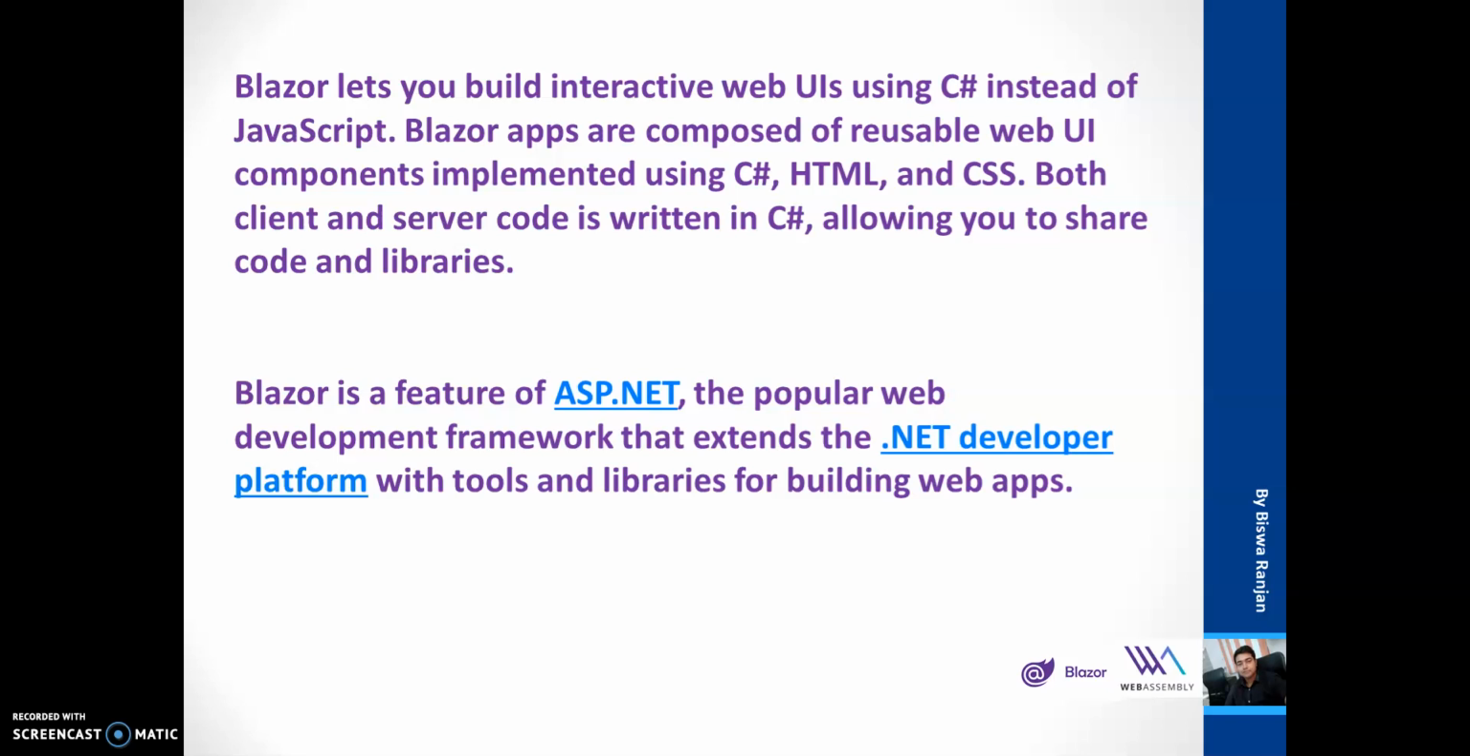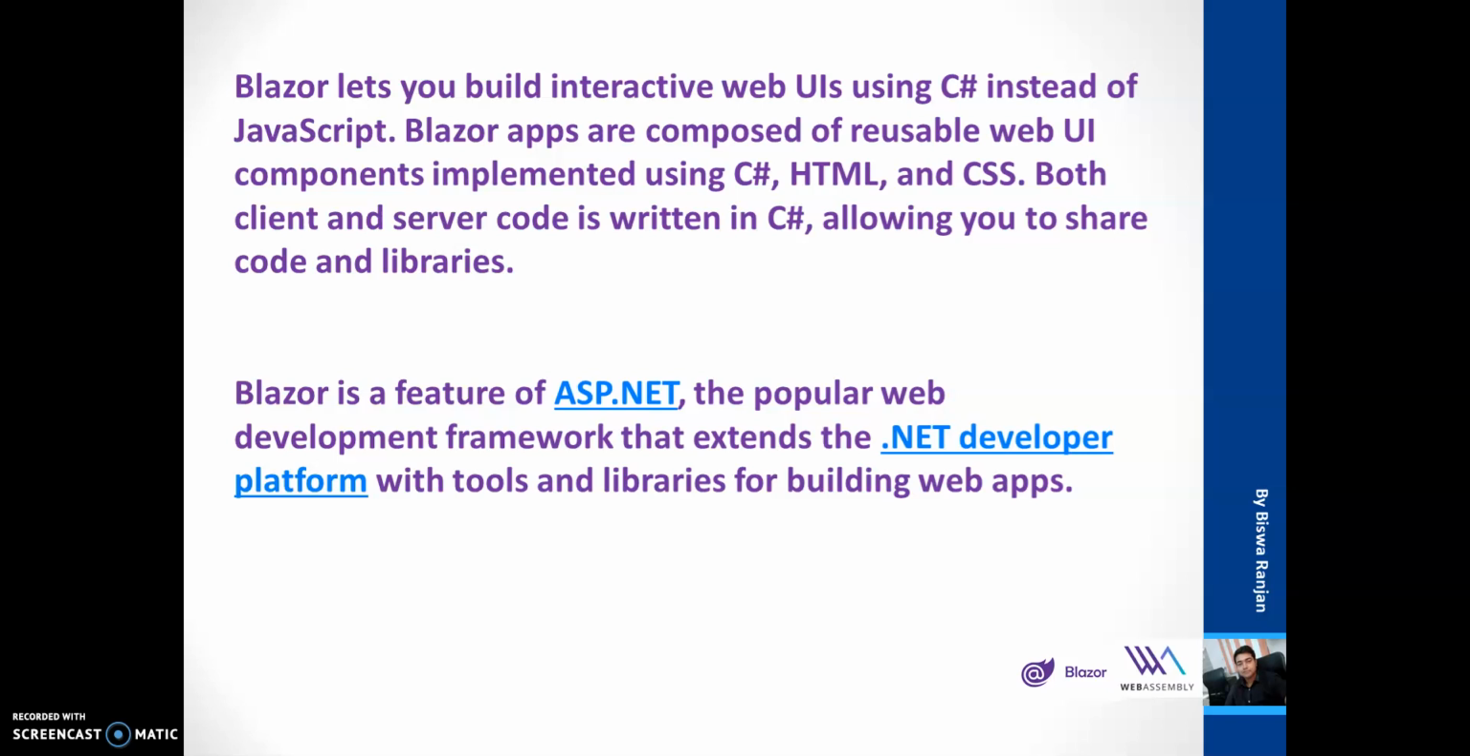Blazor applications are composed of reusable UI components implemented using C#, HTML and CSS. We can run both client-side and server-side code written in C#. So Blazor has two types of application: one is the Blazor Server app, and the other is the Blazor WebAssembly app.